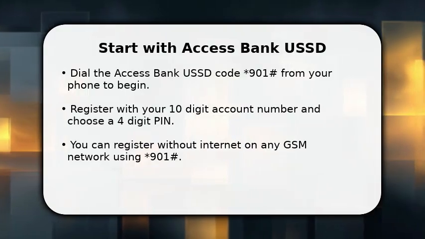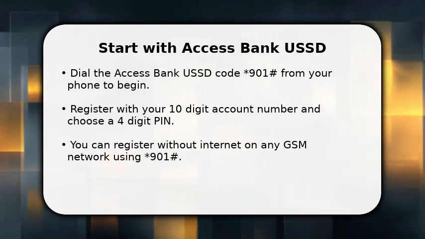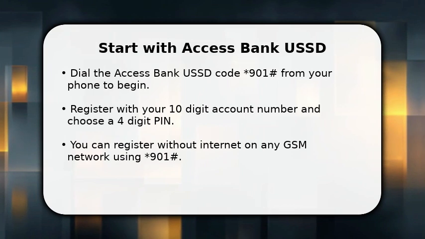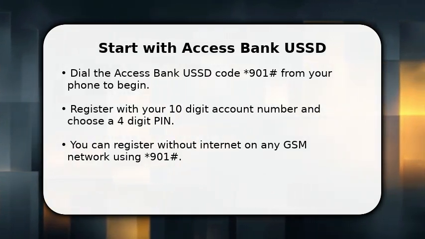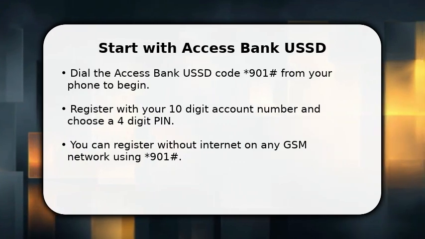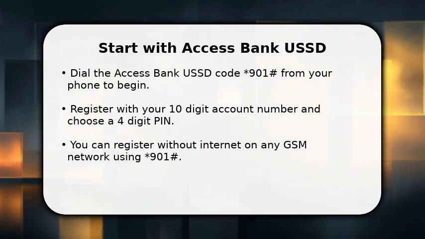Dial the Access Bank USSD code *901# from your phone to begin. The menu opens immediately and lists simple options to choose. Select Register or Create Account from the menu to proceed. Enter your 10-digit account number when prompted for identification.